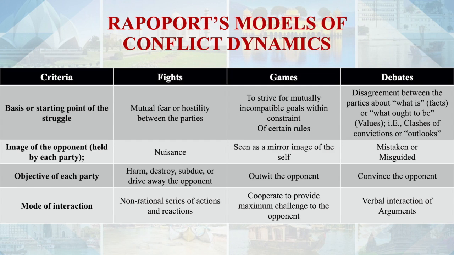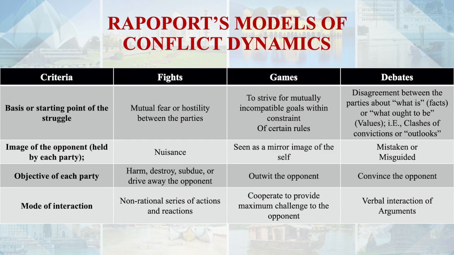So these are two different types of classification based on the criteria of the starting point of the struggle, the image of the opponent which is perceived or held by the party, the objective of each party, and the mode of interaction. Based on these criteria, three different levels of conflict dynamics are given: fight, games, and debates. Now see another classification of conflict.